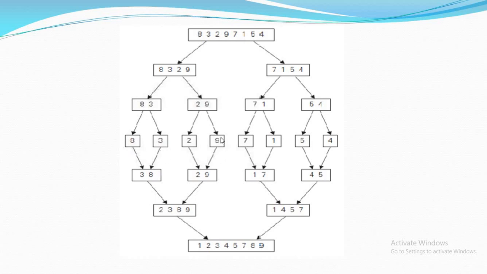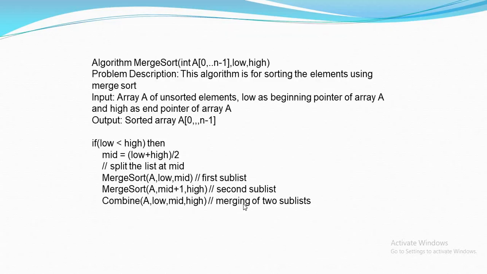Then we sort the elements. Then again we divide 2, 9 into single-element sublists, sort the elements and combine them. Again 7, 1 we split into two elements, and sorted it becomes 1, 7. Then 5, 4 is divided and sorted into 4, 5. Then we combine these two sublists, combine these two sublists, and finally combine into the final list of sorted elements.